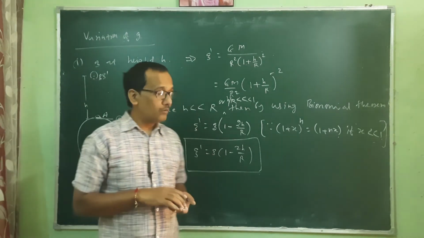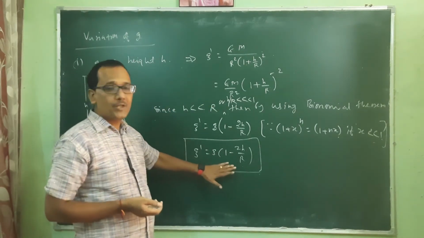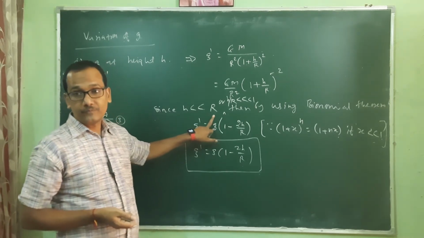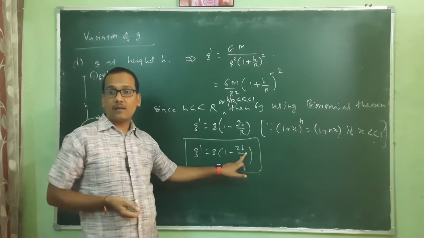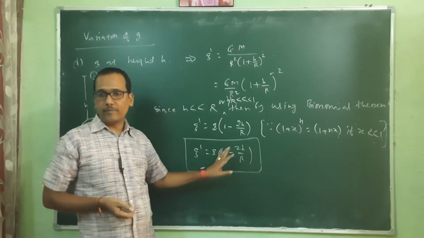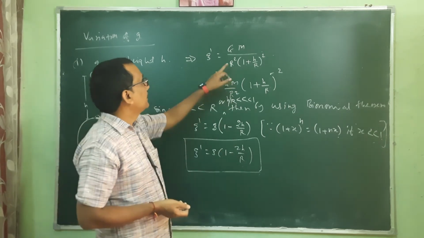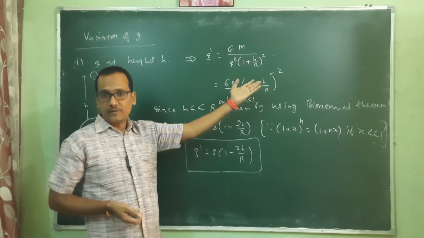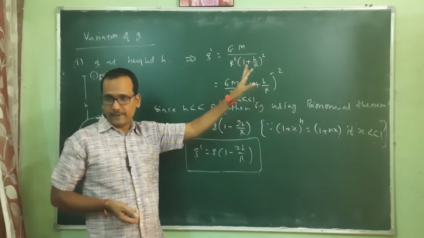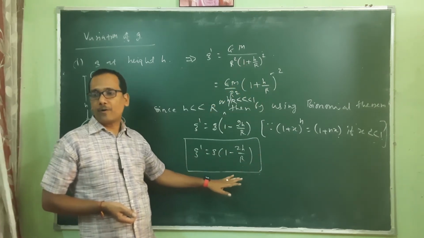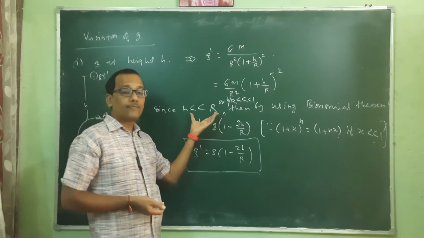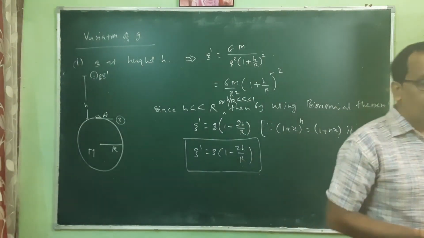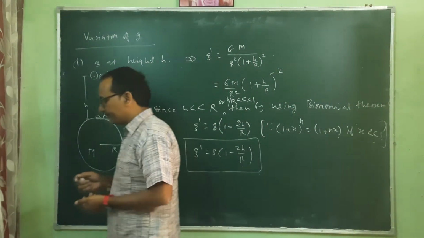Here one thing you should remember: this particular formula is only applicable when h is much less than R. If h is equivalent to R, then this formula cannot be used. Then you directly have to use the first one, g prime is equal to GM by R plus h square, so you multiply directly and divide. This is a good approximation, and it is only applicable when h is much less than R. So when the object is near our earth, then this equation can be used.